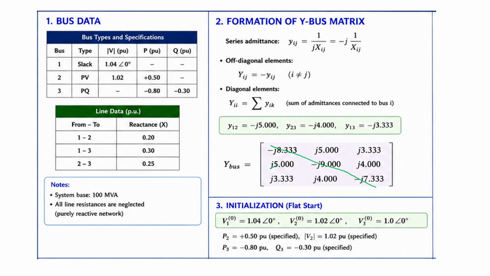In addition to that, for bus 2, since it's a PV bus, the power is specified. Active power supplied by the generator is taken as plus 0.5 per unit. Voltage is also specified, but we are going to vary the angle. But when you come to the PQ bus, since it's a load bus, we take the negative of the given parameter. That means it's consuming power. So we have minus 0.8 per unit and minus 0.3 per unit. Taking this into consideration, we'll go to the Gauss-Seidel iterative method.